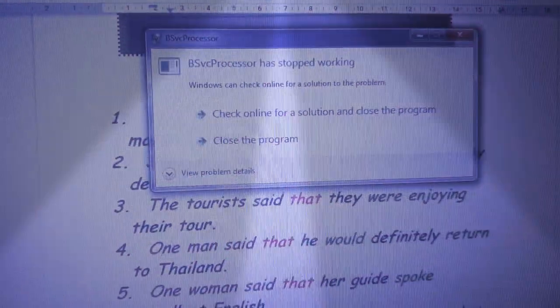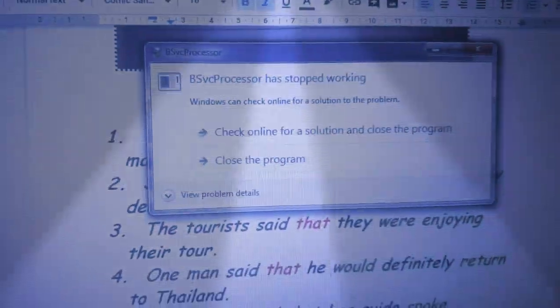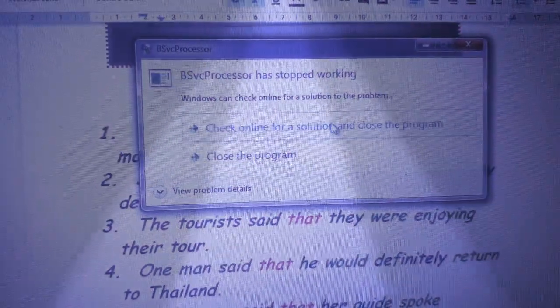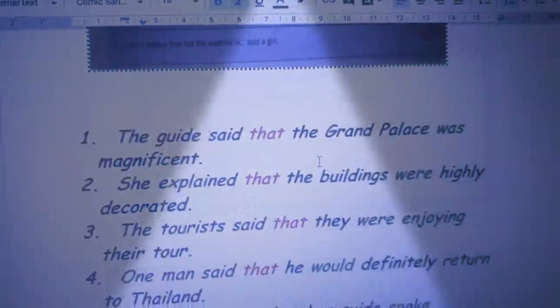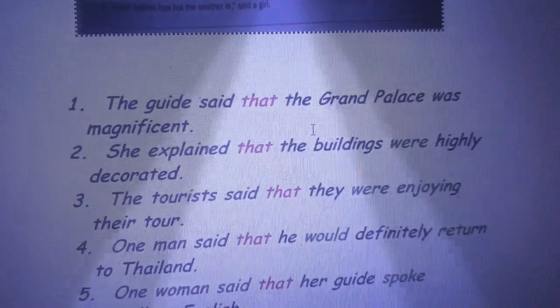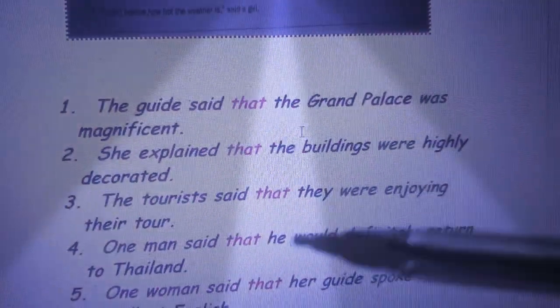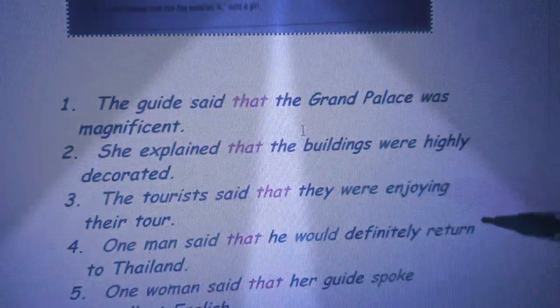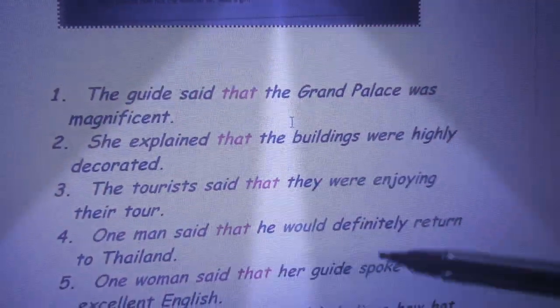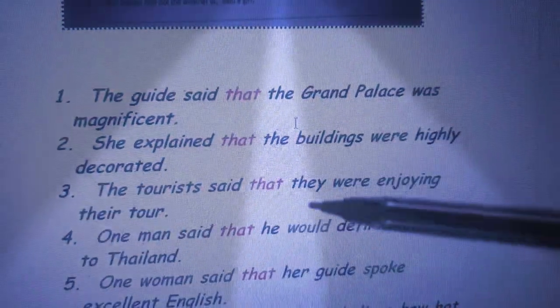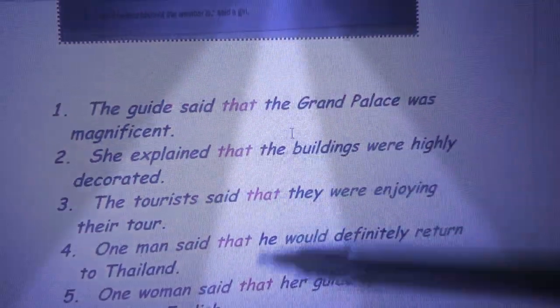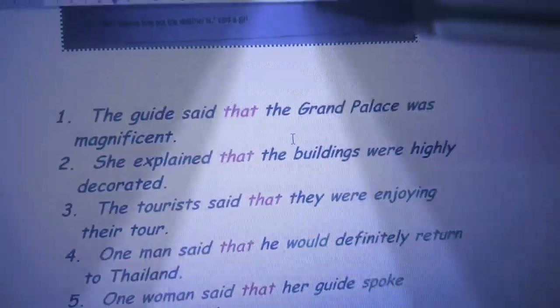But here the tourists said, come on, please stop doing this. I'm sorry for this interruption. Okay, the tourists said that they were enjoying their tour. Okay, notice the changes. I put it in many colors to notice the changes that we have in each sentence.